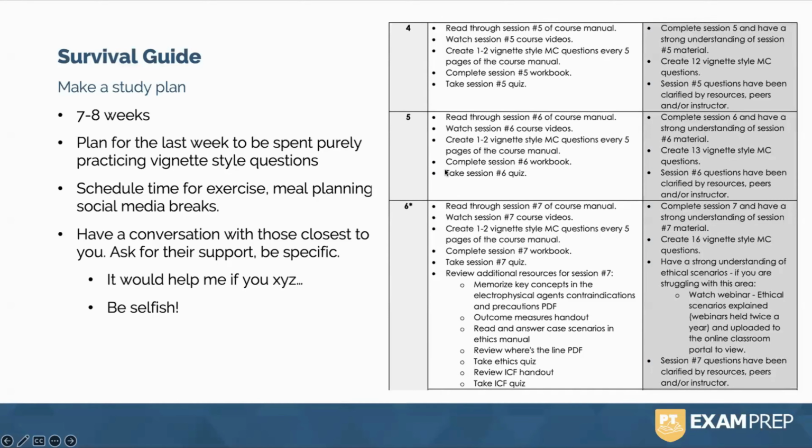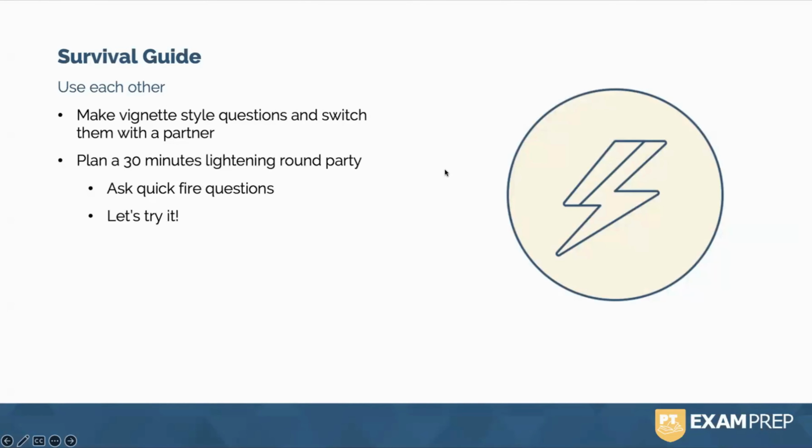Okay. Alrighty. So a few things, make finance style questions with each other if you want. You can switch them with a partner. Again, if you're in the course, you don't really need to worry about doing this. There are so many questions available for you, so you can just stick to those. You can have little 30-minute lightning round parties. This is something that we used to do when I went to physio school. We would do these kind of quick fire questions, and it was lots of fun. If you could see me right now, I have bunny ears around my words.